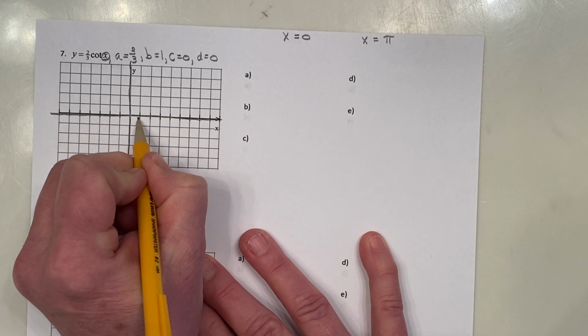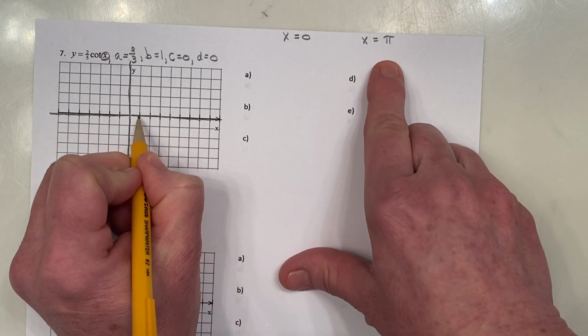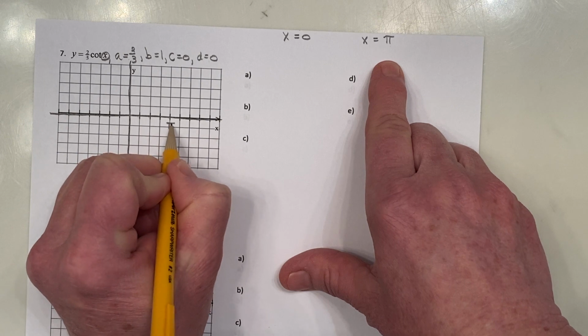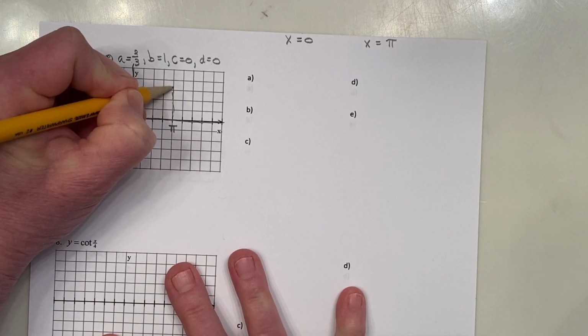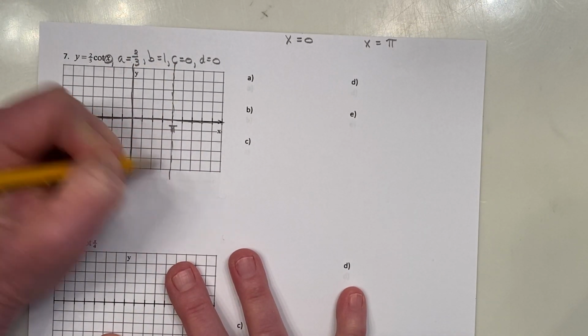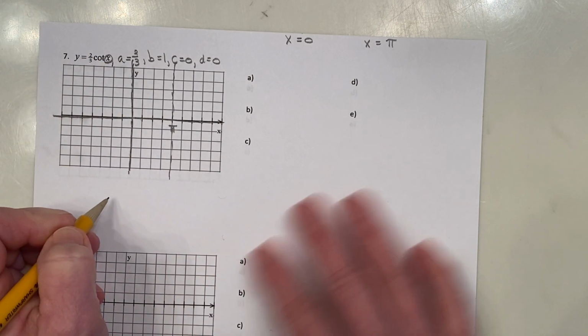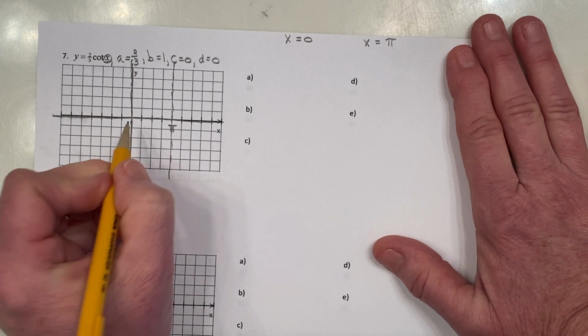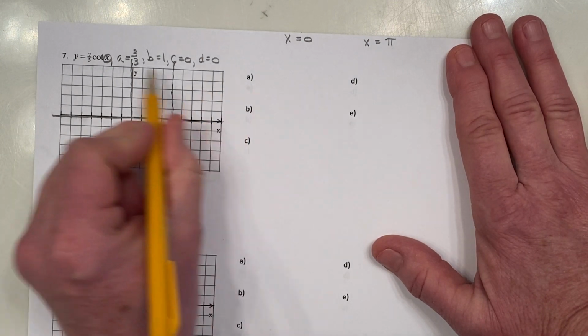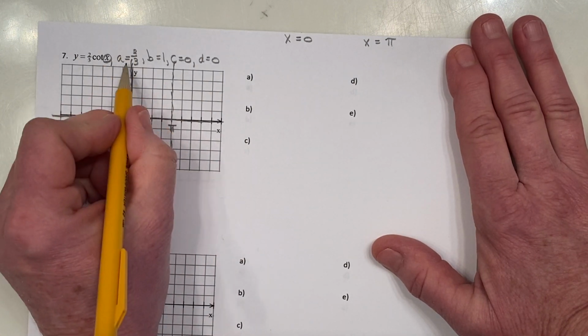You decide how many tick marks you want to go from x equals 0 to pi. I'll just do 4. Dash in. And I'll dash on the y-axis. All right, so there's no shift up or down. We do have a vertical shrink.